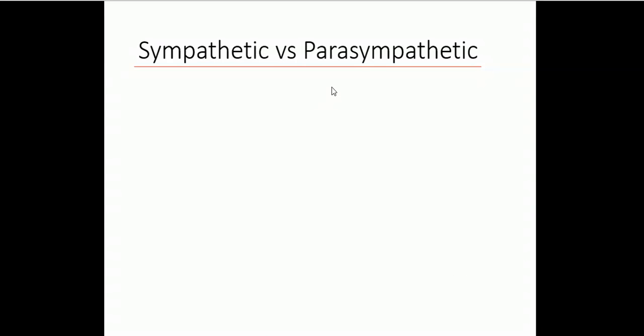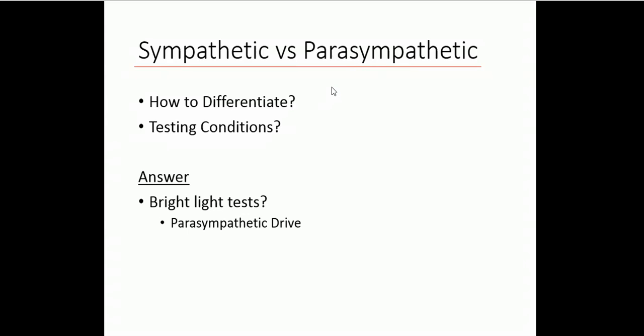So we've said that when we're thinking about a functional problem, it's likely either a sympathetic problem or a parasympathetic problem. And there's a way that we can assess that in the clinic setting. How can this be differentiated? The answer is altering the lighting conditions when we look at the pupils.